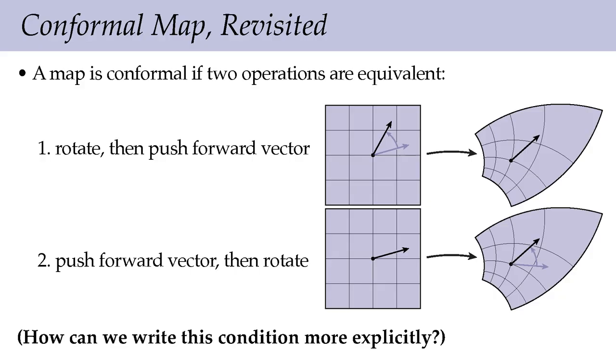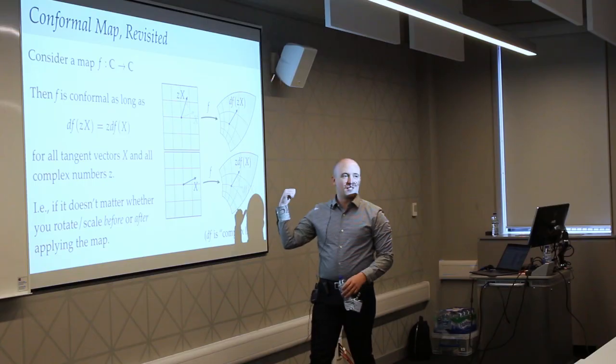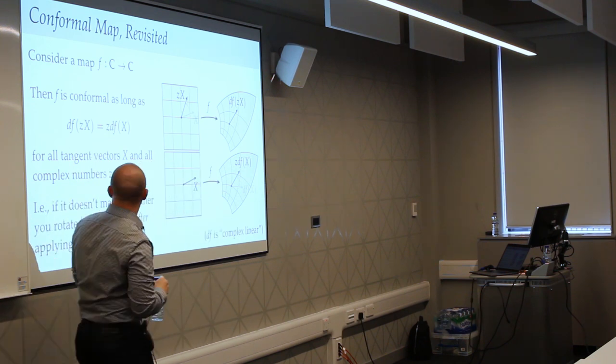Okay, so now we can go back to this question about conformal maps. We said a map is conformal if two operations are equivalent: rotating, then pushing forward, or pushing forward and then rotating. How can we write this condition more explicitly? Well, we have the language we now need. So we can say a map F from a region of the complex plane to itself is conformal as long as... well, all I did is take that picture and put it into algebra. You usually take algebra and make a picture, I went the other way.